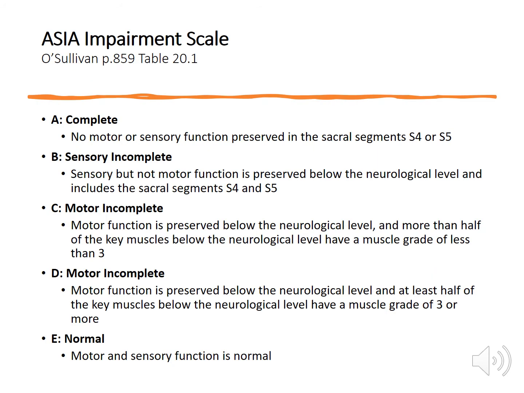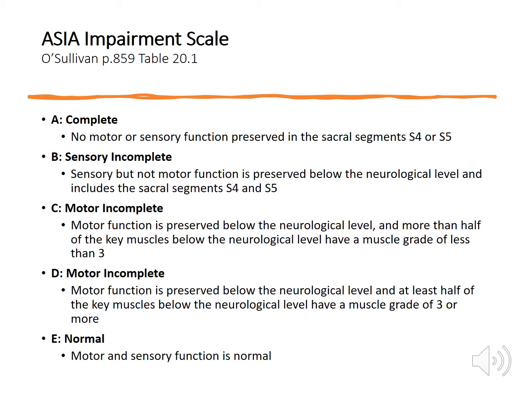Okay, guys, so now we're going to talk about the ASIA Impairment Scale. This is on page 859, table 20.1 of your book. So we're going to use the example that we talked about in the prior slide where we classified the patient with that 3 out of 5 in the biceps, and everything above that biceps in the muscles are 5 out of 5. So we classified that neurological level as a C5 for the motor.